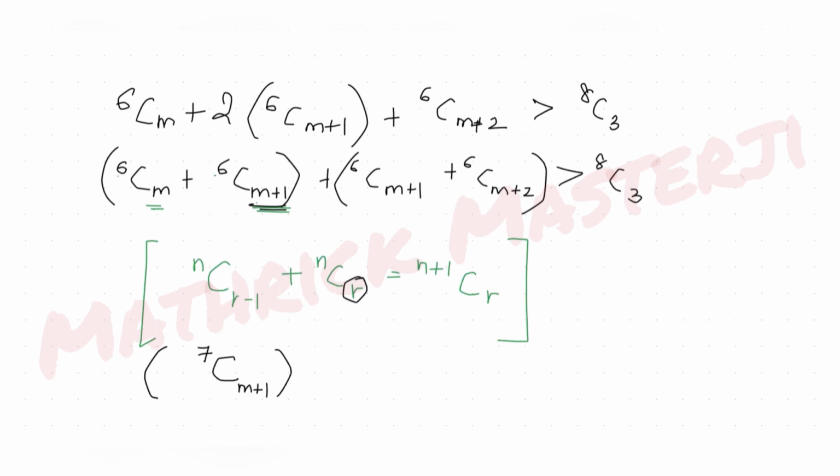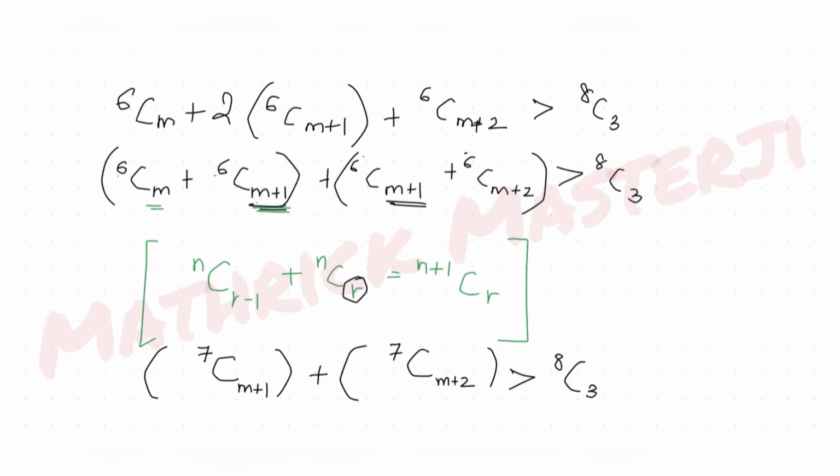For the second part, this is my r minus 1 and this is my r. So my answer will have r, which is m plus 2. And the top one becomes n plus 1, which is 6 plus 1, 7. That is also greater than 8c3.